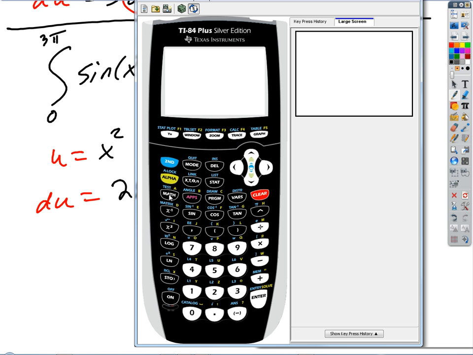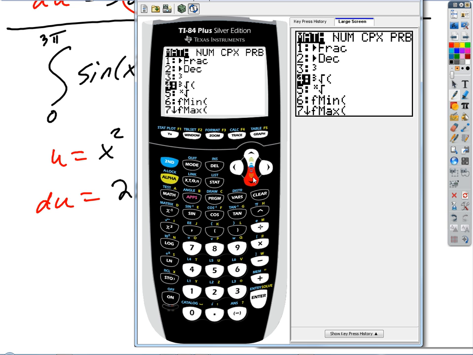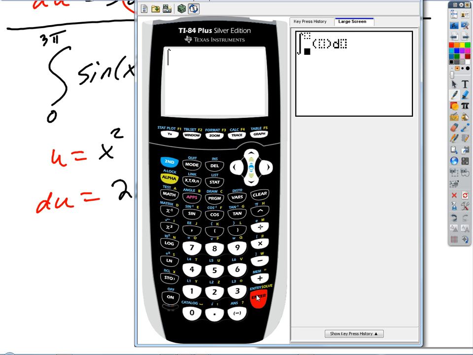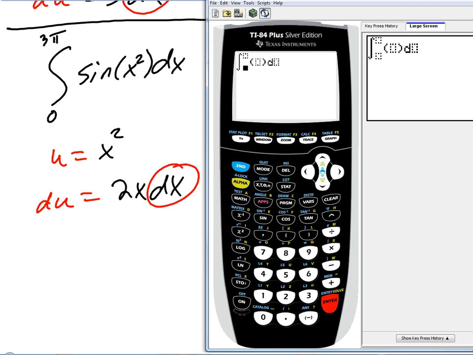So if we just hit the math button and we go down a little bit, I think it's probably something like FNINT, if I recall. Yeah, there it is right there. Function integral or finite integral, I don't know what that means, but some kind of integral. That's the one we want. And then look what it does. It didn't used to do this, this is really slick though, it just gives us this template that just matches what a definite integral looks like. So then obviously, that's pretty straightforward.